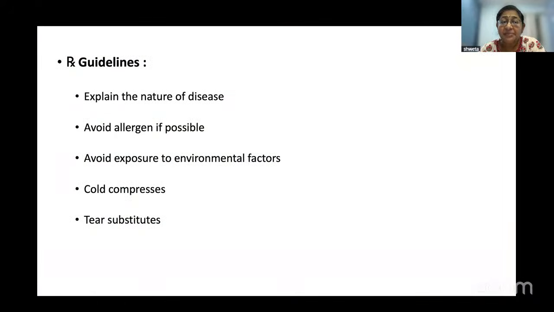Now, the broad treatment guidelines: it's important to explain the nature of the disease. We need to counsel the parents that it is a condition which is not acute. It is not something which is going to settle down in a week or 10 days. The child is going to have it. They need to avoid the allergen as much as possible. Avoid exposure to environmental triggers like sunlight, dust, and mud, use cold compresses whenever there are activities or severe itching, and use tear substitutes to flush out the allergens.